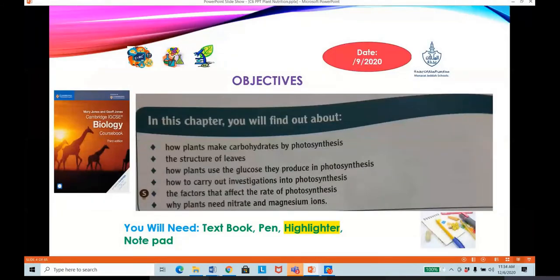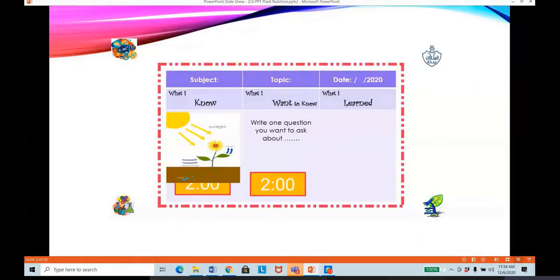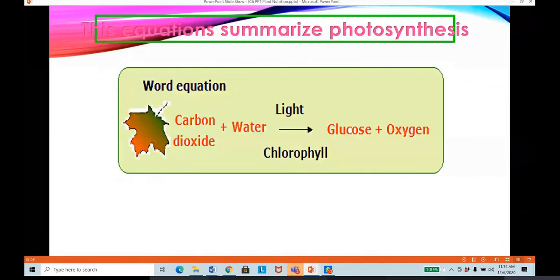So the objective of the topic today would be to study the structure of the leaves, the detailed structure of the leaf, and also how these various cells and tissues function in a leaf is what we are going to study today, inshallah. Under the KWL, let me ask you questions about the content we covered already.